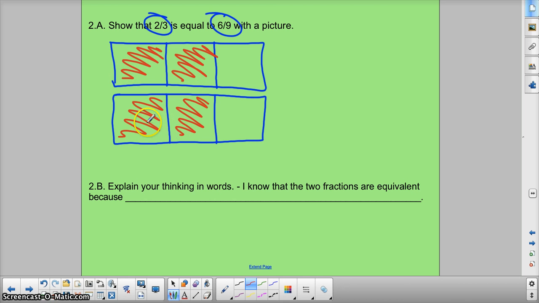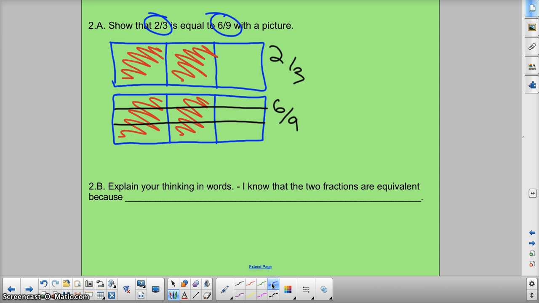Okay, so right now both fractions are 2/3. We're going to change the second one into 6/9. Okay, so I know if I split it here, I'm going to get 4/6. So I need to split it. Each section needs to be split twice. So I've got 1, 2, 3, 4, 5, 6, 7, 8, 9. 6 out of 9, 6/9 are shaded. And here, 2/3 are shaded. So I know 2/3 is equal to 6/9.